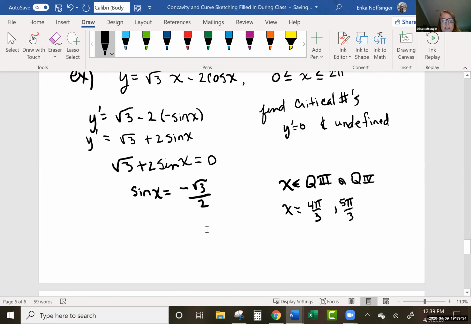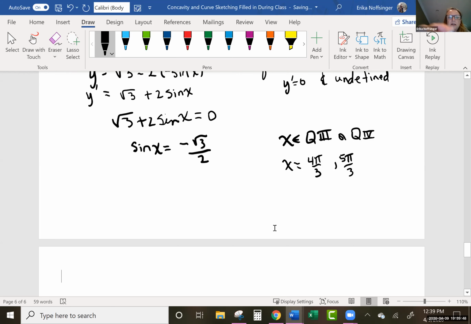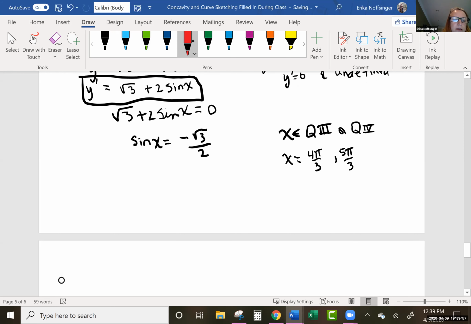So I could use the second derivative test. Let's use that because we just defined it, to see if these are maximum or minimum values. And so I need to take the second derivative to do that. And so this was our first derivative. And so taking the second derivative, the square root of 3, the derivative of that is 0, and that goes away, plus 2 sine of x. The derivative of sine of x is cosine of x, so we have 2 cosine of x, positive.